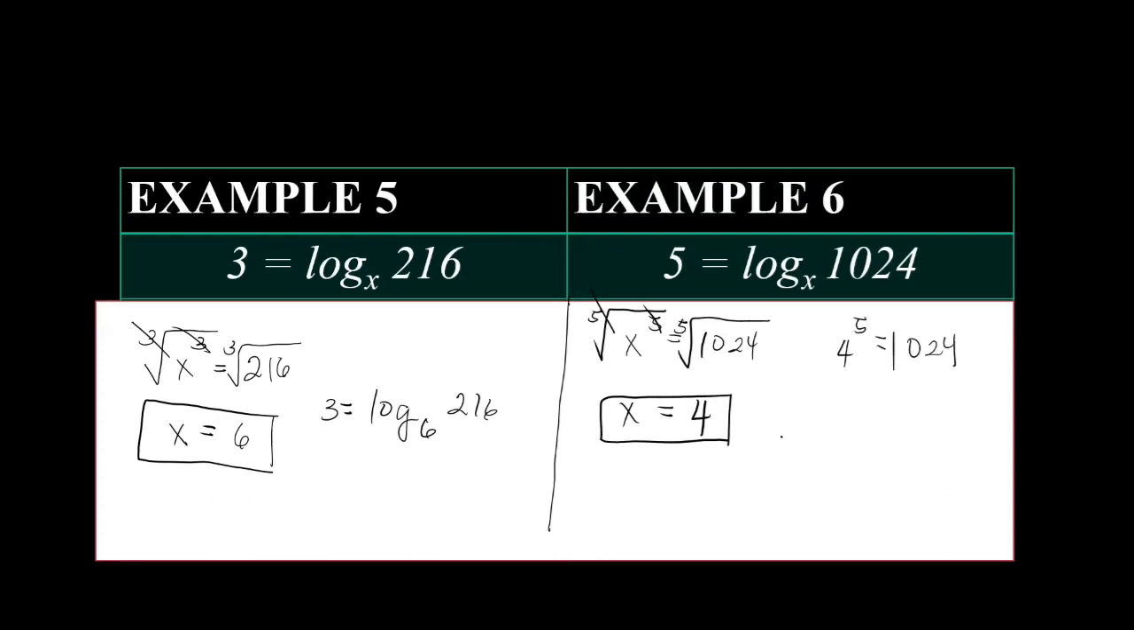So as we write it, 5 is equal to logarithm of 1024 base 4. So this is how we solve the three cases of a known value in our logarithm equation.